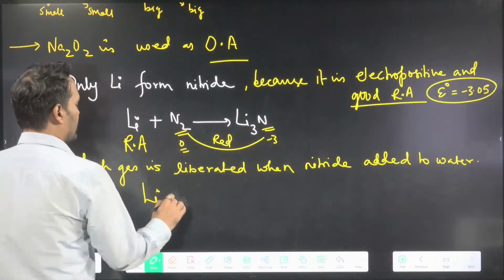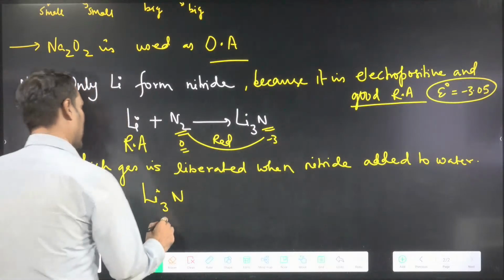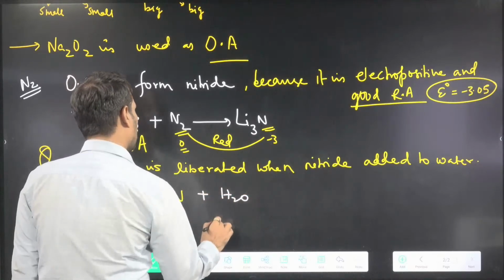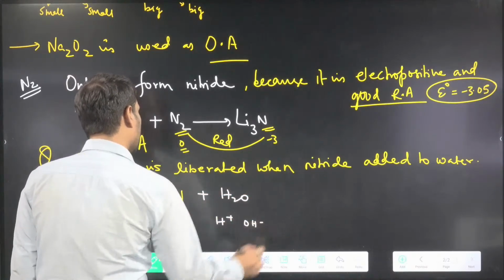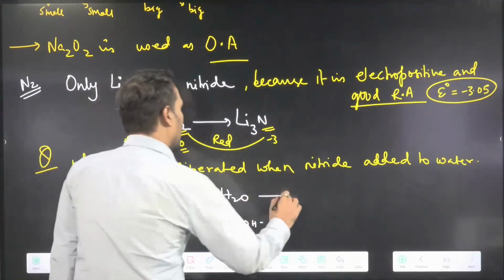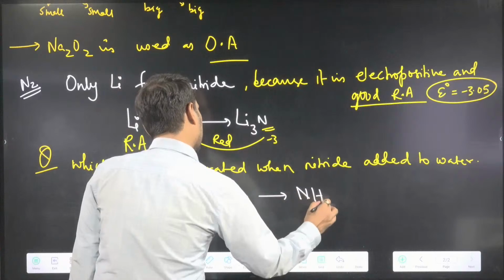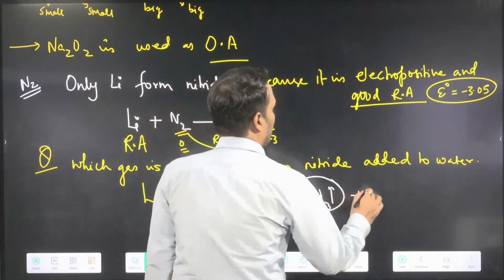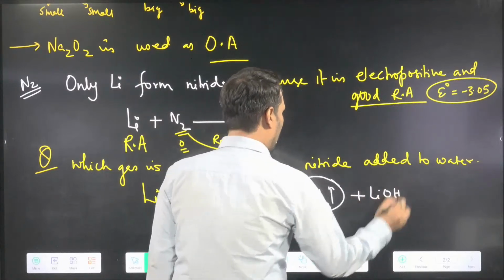So you will say, sir, this is your lithium nitride. N3 minus ion is there. Put water. Water means what you think? H plus and OH minus. This is just for thinking. N3 minus takes 3 H plus. What did you get? NH3. So ammonia gas is liberated and the other part is lithium hydroxide.